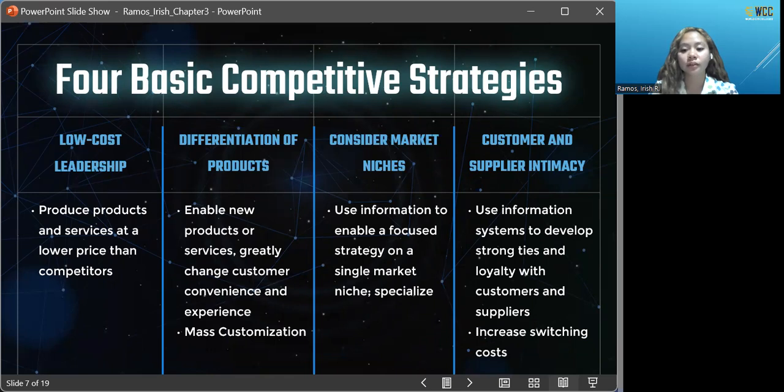Walmart rose to the top of the retail food chain in the United States by maintaining cheap prices and a full stock of products on the shelves utilizing a renowned inventory replenishment system. Next is differentiation of products. Use information systems to enable new products and services or significantly improve the ease of use for customers of your current offerings. As an illustration, Google frequently launches brand new and distinctive search services on its website like Google Maps.